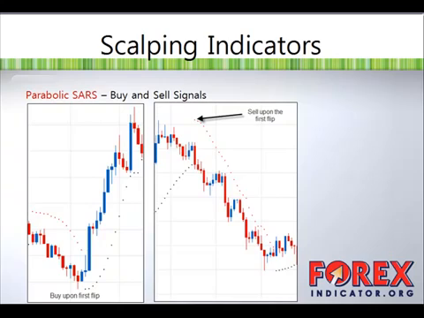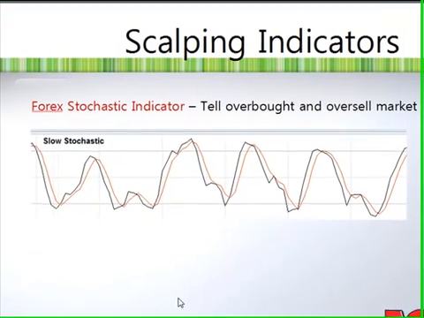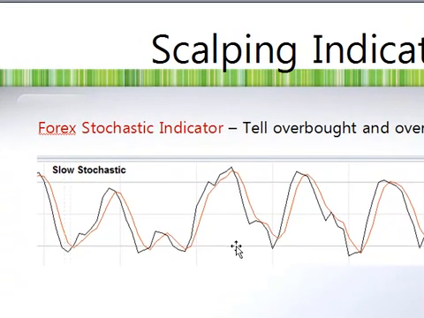The second indicator that we are talking about is the stochastic indicator. Basically, this stochastic indicator is an oscillator. As you can see, the price oscillates up and down. What it does is tell us whether the market is currently overbought or oversold. The line on top represents the overbought level, which is typically at 80. And the line at the bottom represents the oversold level, which is typically at 20.